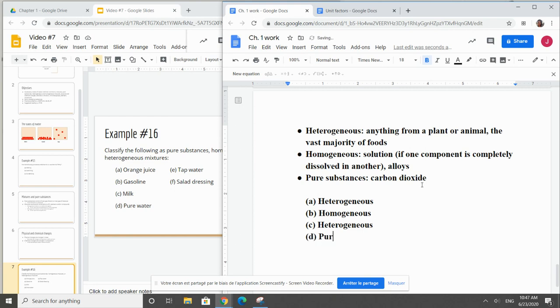Pure water, as the name would indicate, is pure. Then we have tap water. This should be a homogeneous mixture. There are dissolved gases in there, hence the pH of water that you get from a tap is actually not 7 because of the dissolved gases, hence why fish are able to breathe because of the dissolved oxygen in there. And then salad dressing, again, this is a food product, so this is heterogeneous.